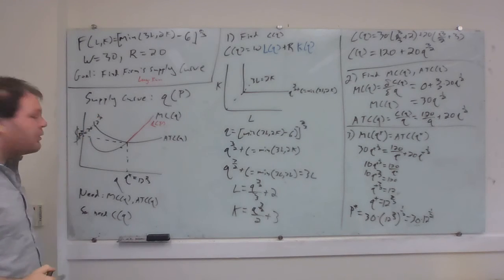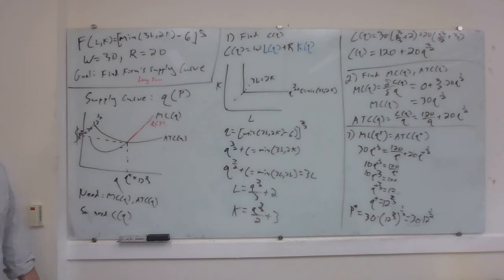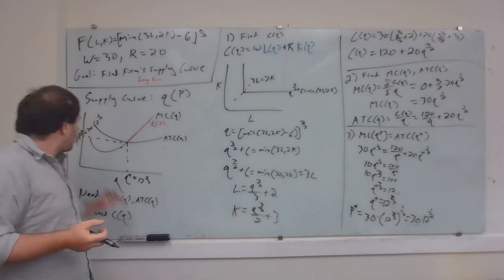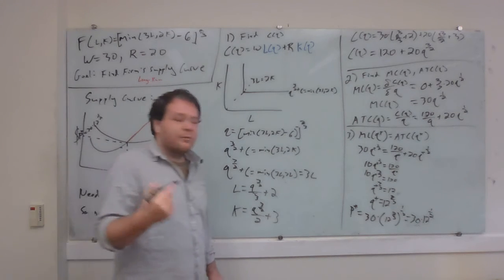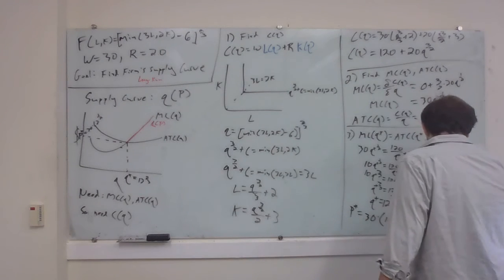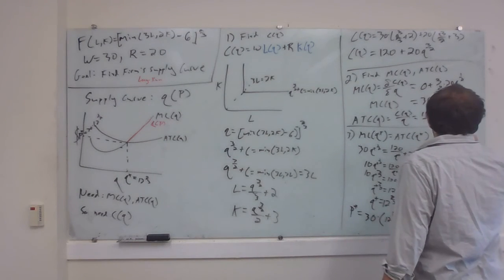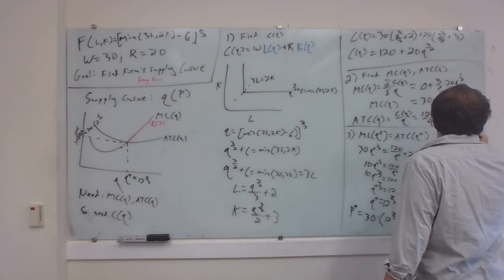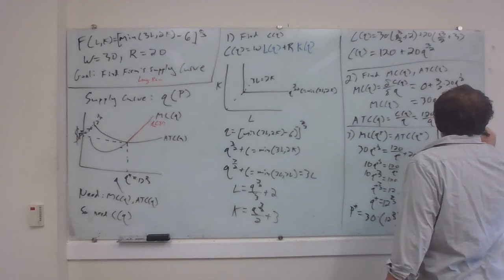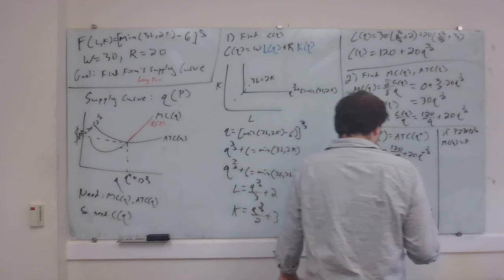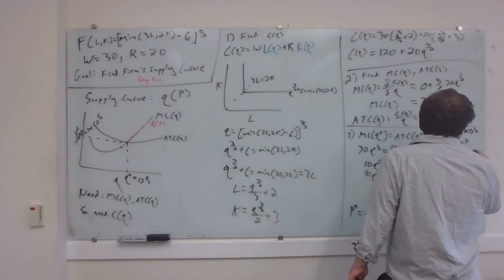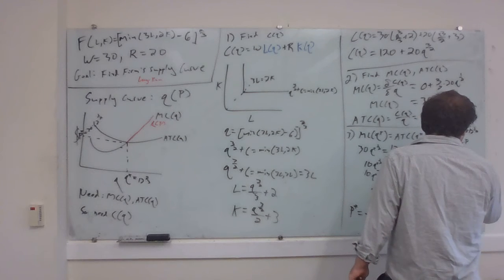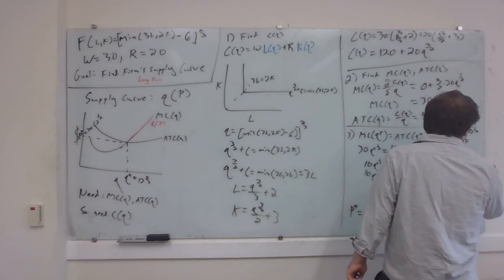Okay, so what we've said is basically if we have a price below 30 times 12 to the 1/2, it's not going to be worth it to produce any output at all. If we have a price above 30 times 12 to the 1/2, then we're going to want to produce where price equals marginal cost. So the last thing here is, if P is greater than or equal to 30 times 12 to the 1/2, then marginal cost equals price. So then we'll say 30 times Q to the 1/2 equals P. Q is going to equal P over 30, the quantity squared.